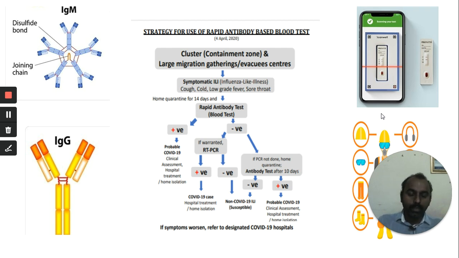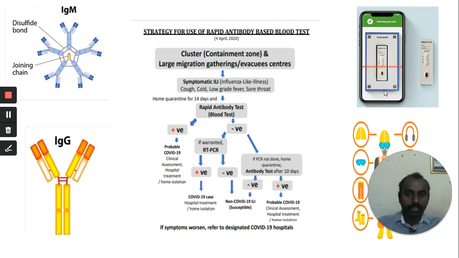Generally this test is applicable in those areas where there are cluster hotspots. What do you mean by cluster hotspots? Where the total number of positive cases increase day by day, or you suspect that you are on the borderline from stage 2 to stage 3. In such cases, you need massive sampling. So in those scenarios, you go for a rapid antibody based test.